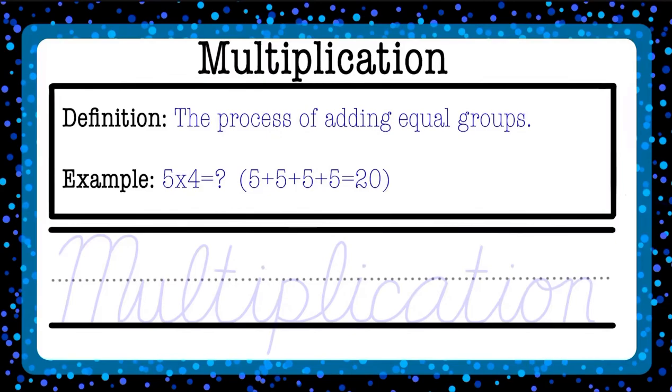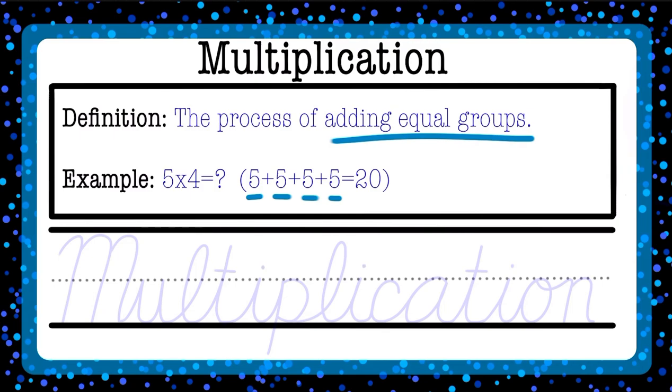Today we're going to be writing the cursive word multiplication. To start, let's define it. The definition of multiplication is the process of adding equal groups. An example of this would be 5 times 4. What I'm really saying is let's add 5, 1, 2, 3, 4 times. So if I add that up, it's 5, 10, 15, 20. So 5 times 4 will equal 20.